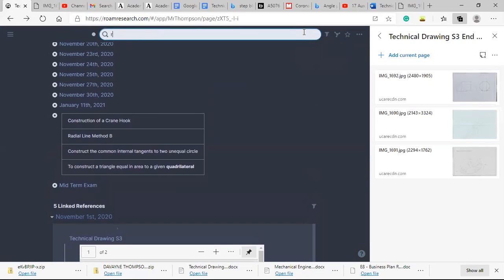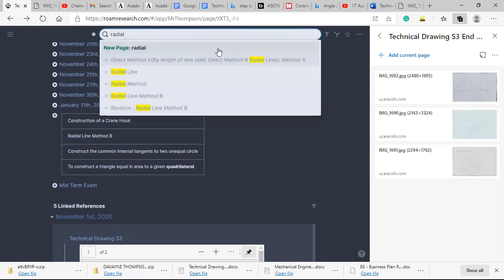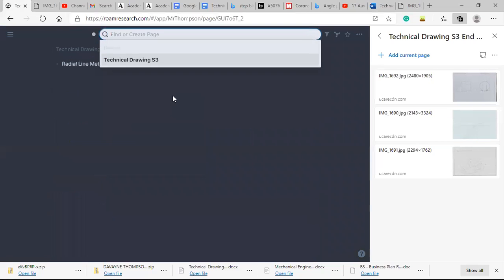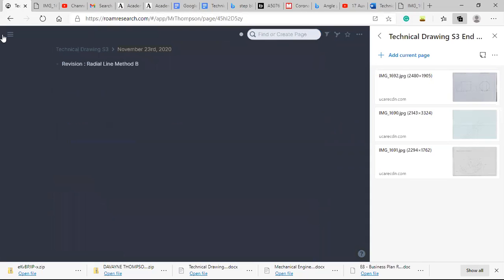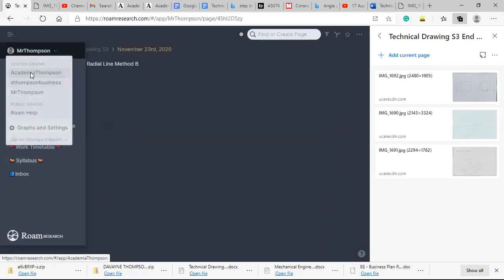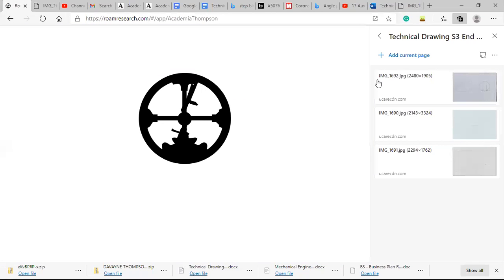So I'm going to search for the page, radial line method B. Hold on, radial. Hold on 1 second. Let's go to the next page. Okay, so I'm going to go over the steps, and if at any point you're not sure of what I'm doing, just let me know. Okay, let's let it load up. All right, there we go. Excellent.